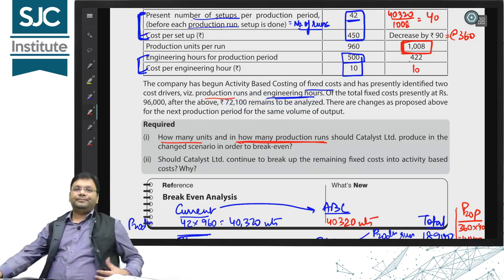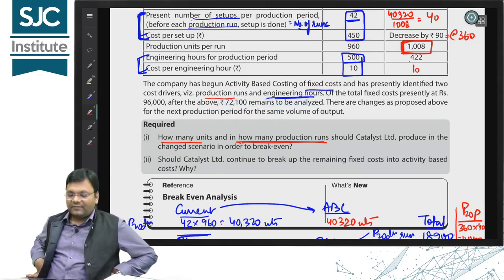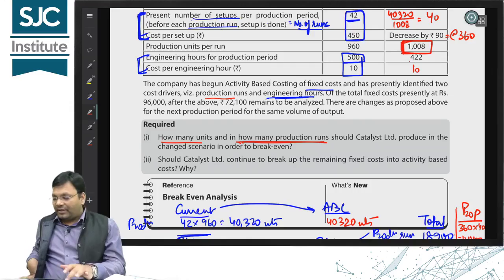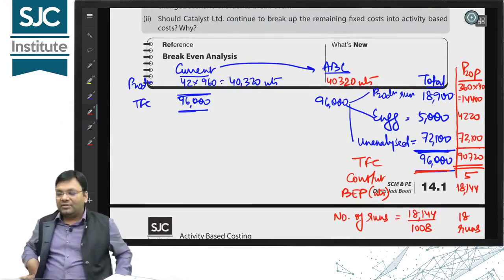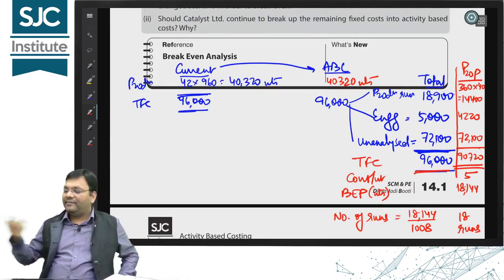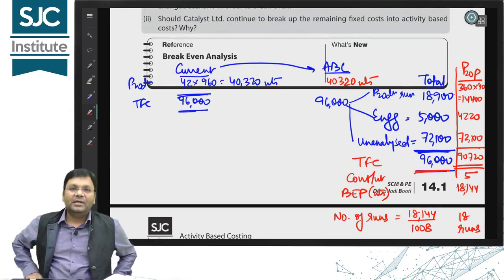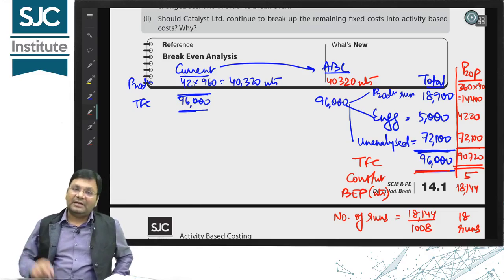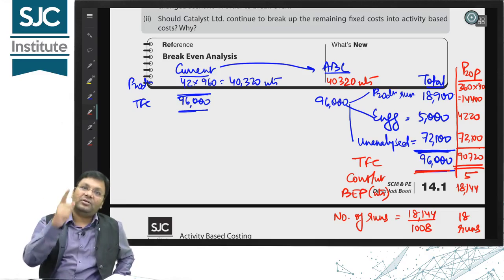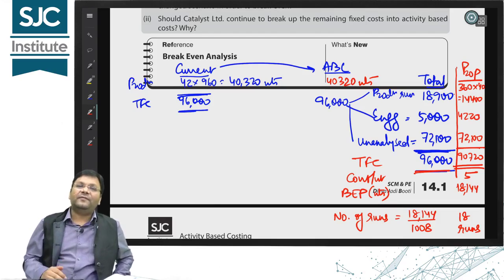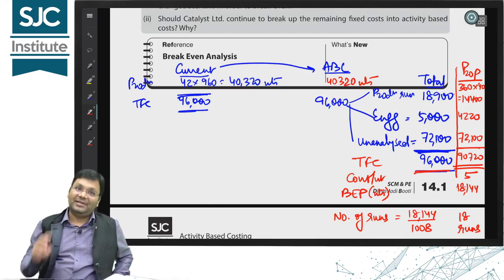You will say that first of all, the result here is showing that from 96,000, by breaking into activities we have been able to reduce this cost to 90,720. So we have been able to save something. So there might be some benefits in further breaking of cost, but at the same time you should not forget the cost of implementing ABC. The savings that you will achieve should be able to recover the cost of further breaking the cost. That way you will write.